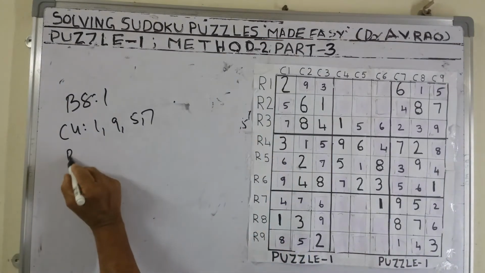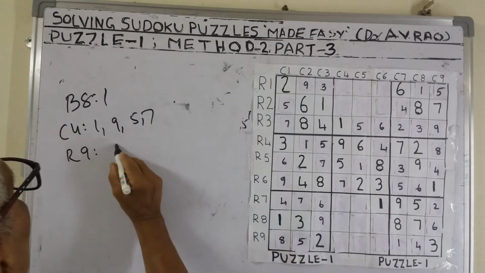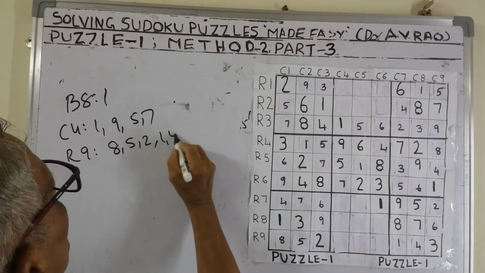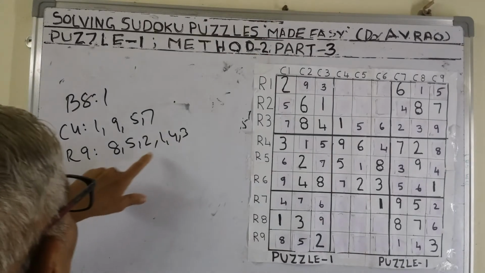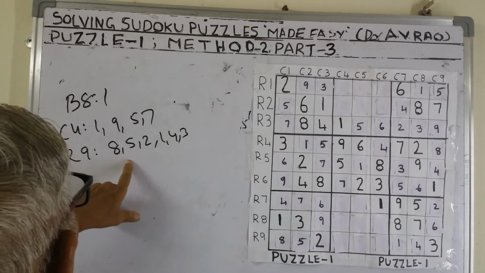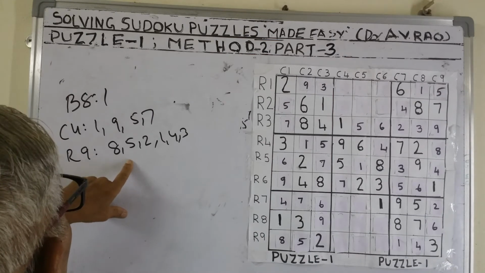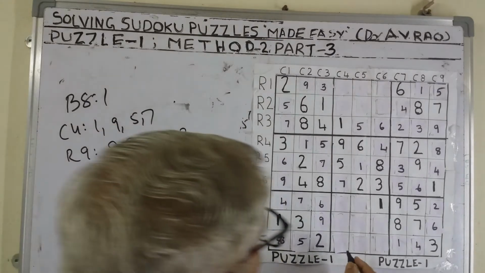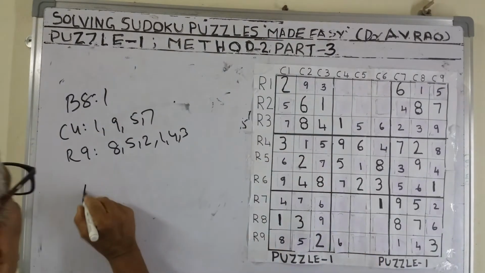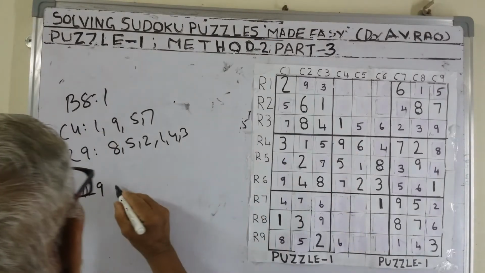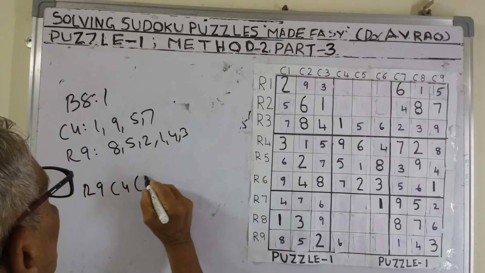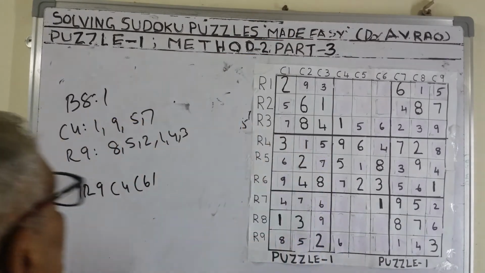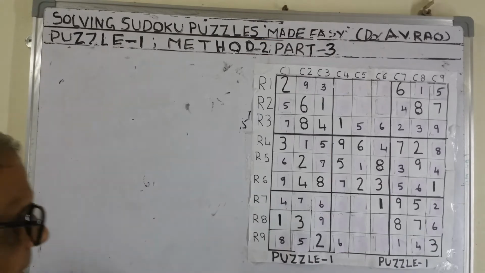R9 is 8, 5, 2, 1, 4 and 3. So 1, 2, 3, 4, 5. 6 is not there. So 6 has to be filled up here, R9C4. Whether we can fill it up any.